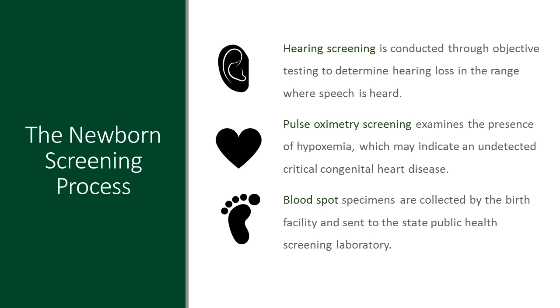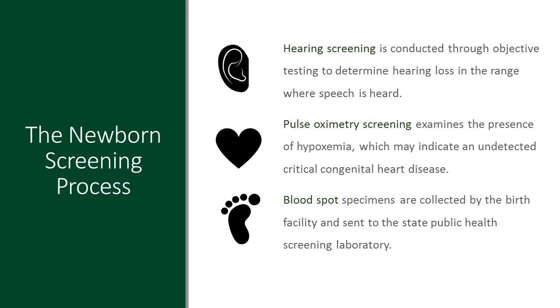Pulse oximetry screening aims at detecting hypoxemia that may be indicative of a previously unrecognized critical congenital heart disease. Oxygen saturation measurements are taken about 24 hours of age in both the right hand, which is considered the pre-ductal measurement, as well as either foot, which is considered the post-ductal measurement. And around 1 in 500 newborns is born with a critical congenital heart defect, with up to 25% of those infants being missed if relying solely on clinical symptoms or prenatal sonograms.